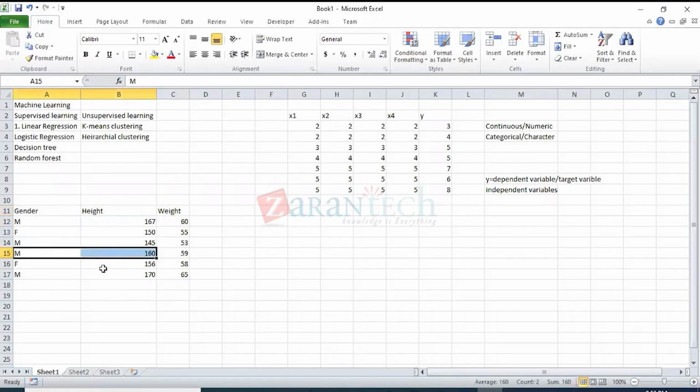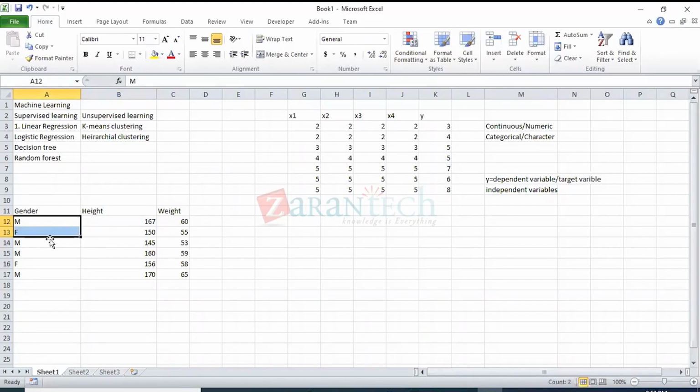The reason is that the model will get confused, saying, okay, my weight is increasing, but it doesn't know whether it is increasing because of height or gender, since my gender and height are linearly correlated.